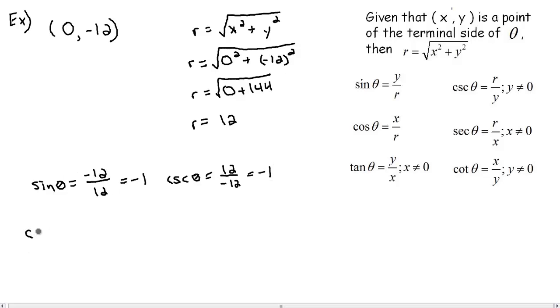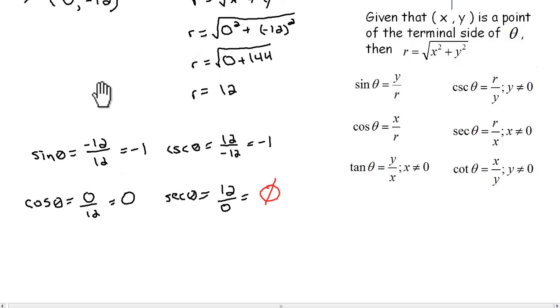And we can come down here, find cosine of theta, which is going to be x over r, so it's going to be 0 over positive 12, which is just 0. And then secant is going to be the reciprocal function for cosine, and that's going to be r over x. So r is 12 over our x is 0, and that's actually going to be no solution because you can never divide by 0. It just can't happen.